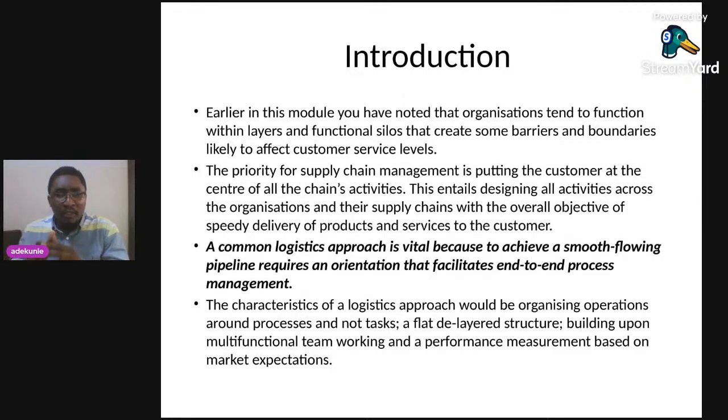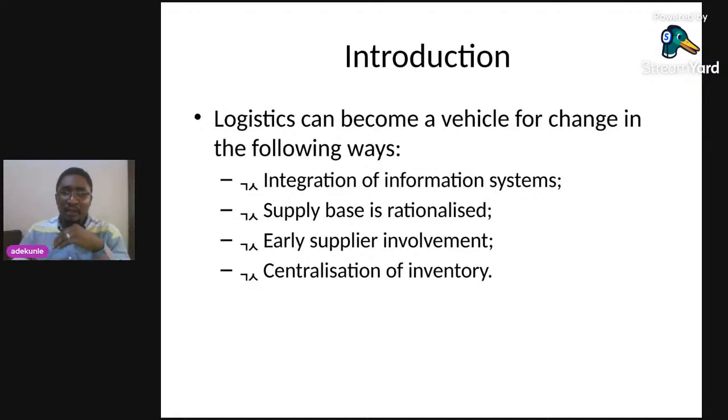So the purpose of the logistic approach is to create a smooth flowing pipeline. And in creating that, the organization must have a flat structure that encourages teams working together, limiting the barriers and boundaries that can be found in any organization that can affect customer service level. So there are different activities within the organization, and they will need to be integrated properly and managed properly so that everything will flow.